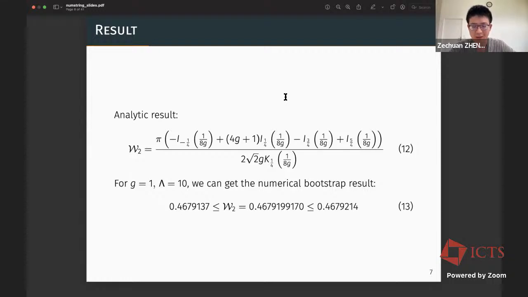So we see that in the middle, this is the exact value. We get that our bootstrap result is actually highly non-trivial. Already for lambda equals 10, we get 6 digits. So this result is highly non-trivial.